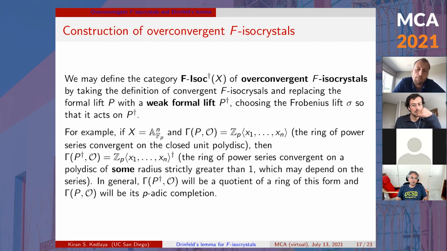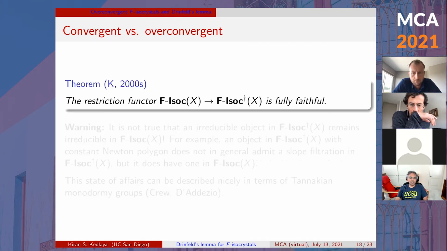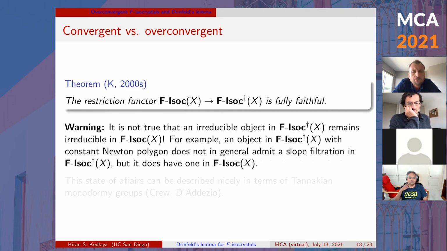So that's how you fix the definition for affine space, and in general, weak formal schemes are going to be things that come from quotients of rings like this. And then their p-adic completions will give you traditional formal schemes. So this is a standard operation that people have been using for some time. It's important to point out that there is again a statement, this is backward, the restriction functor from overconvergent F-isocrystals to convergent F-isocrystals, so the dagger's in the wrong place. That restriction functor is fully faithful, but I should point out that it does not necessarily preserve irreducibility. That was actually true in the convergent case for restriction to an open subset.